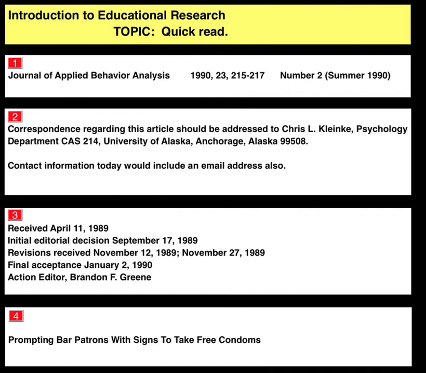Okay, so finally now, let's go back to page 1 and look at the title of the article. And again, that's the red box, number 4 at the bottom of your screen. Prompting bar patrons with signs to take free condoms. Okay, so we looked at the journal that the article was published in. We looked at the corresponding information if we wanted to contact the lead researcher. We looked at the initial editorial decision-making process and how that went, and the timeline, and then finally the title.